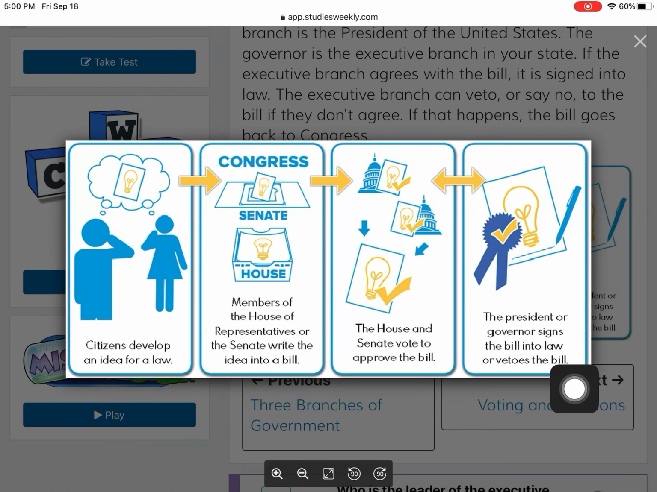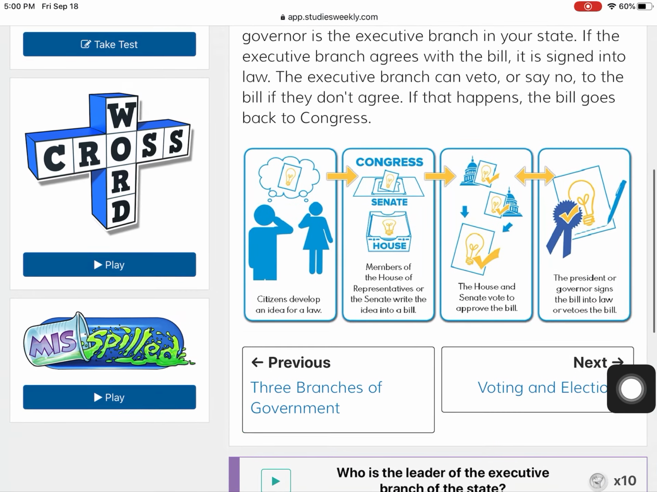Then the president or the governor signs the bill into law. The president has the power to veto that bill. If he does not think that that is a good law, he can say no. So even if the House of Representatives and the Senate both approve, the president could still say no. He doesn't think that's a good law. All right.